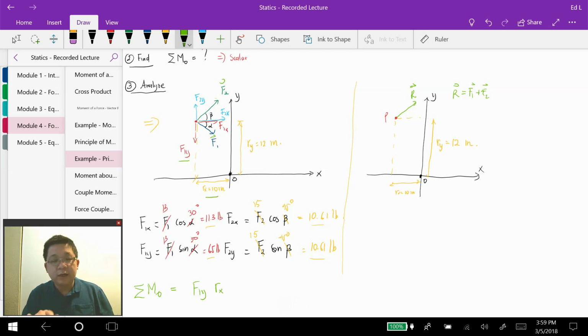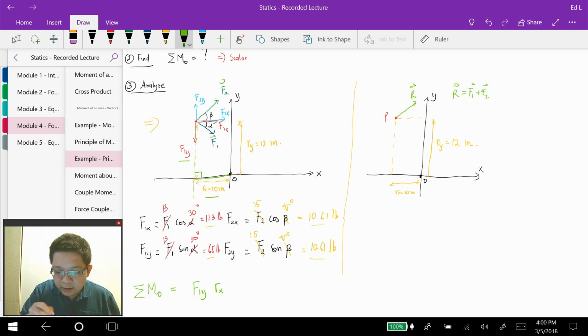Rx. And you see right now we apply the principle of moments that we discussed in the previous lectures, which is basically we take the component of the force and multiply it with the perpendicular distance from the point where we calculate the moment about to the components of the forces. So we start with F1y multiplied by Rx, because Rx is the perpendicular distance. This is the line of action of F1y, and this is the perpendicular distance right there, and that perpendicular distance is Rx, 10 inch.